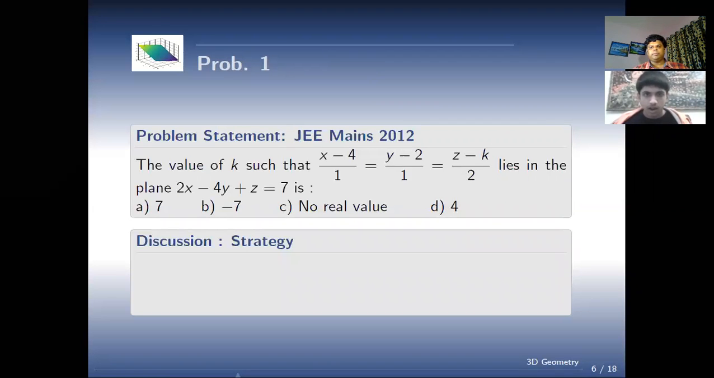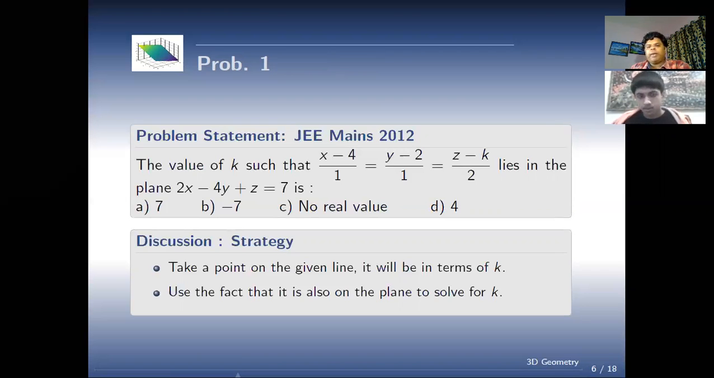I would think that the point that we're talking about is 4, 2, k. And we could probably just plug it into the plane equation. That's right. That point should lie on the plane, right? So for example, take a point on the given line. It will be in terms of k, because k is the unknown. In your case, you took it to be 4, 2, k, right? On that point, use the fact that it is also on the plane to solve for k. It will be our strategy, right?